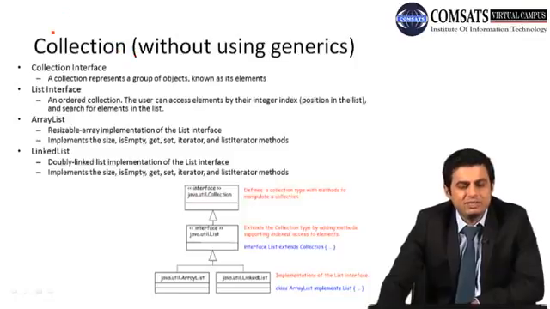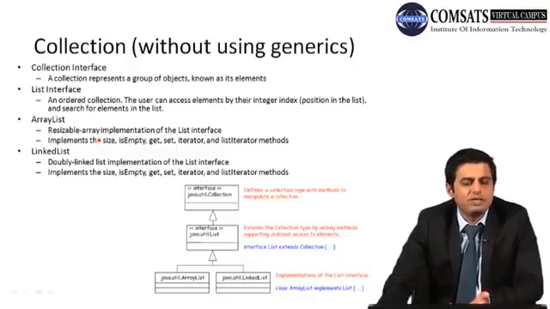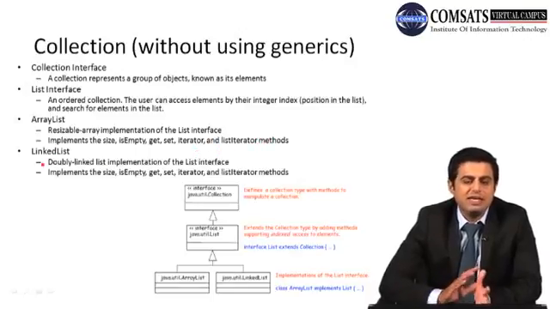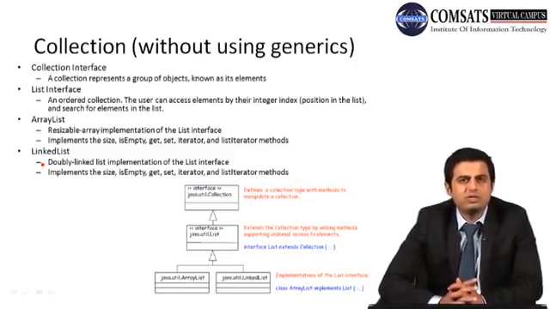Okay, let's look at some examples. For example, you have got the collection interface. A collection represents a group of objects known as its elements, and the list interface is an ordered collection. The user can access elements by their integer index position in the list and search for elements in the list. And ArrayList is a resizable array implementation of the list interface, and it implements the size, isEmpty, get, set methods, and also the iterator and list iterator methods.